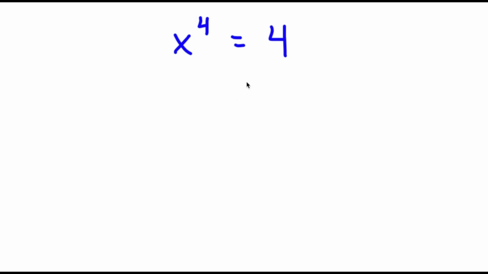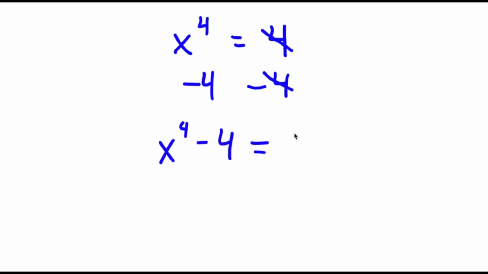Alright, so in this problem, I have x to the power of 4 is equal to 4. So I'm going to first start by subtracting 4 on both sides. So then these two cancel out, and now I have x to the power of 4 minus 4 is equal to 0.